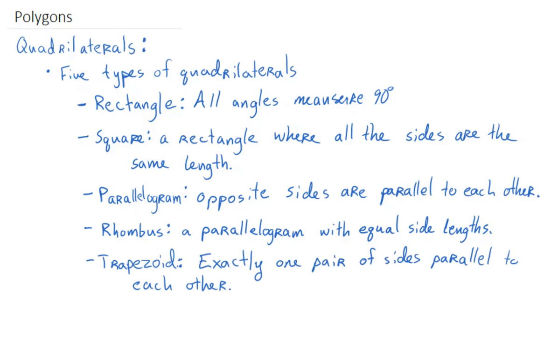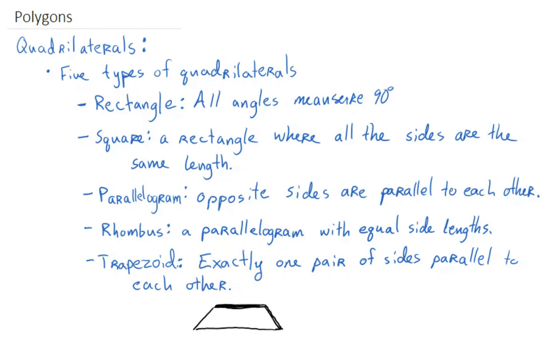A trapezoid is a quadrilateral with exactly one pair of sides parallel to each other. It's kind of the odd guy out. A trapezoid is a trapezoid and nothing else is, because of this word exactly. So it's not a parallelogram, because parallelograms have two pairs of sides that are parallel to each other. It's not a square, because a square has two pairs of sides that are parallel to each other. So a trapezoid is kind of its own thing.